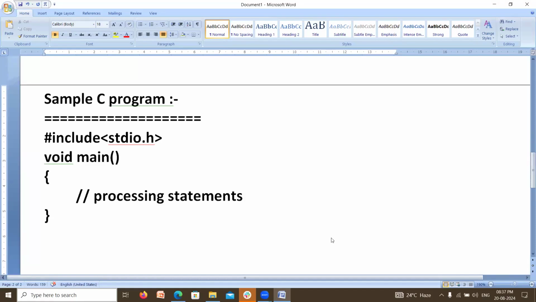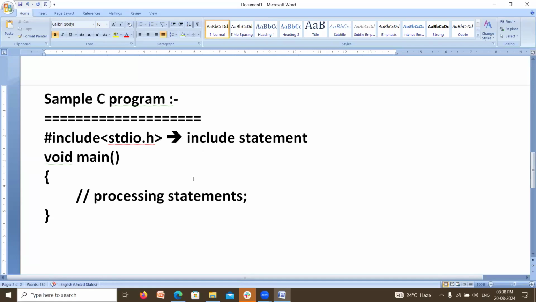Friends, in any program, it is common. It should be present in all the programs. Hash include stdio.h. Without this line, you cannot write a C language program. What is this? Actually, it is called include statement.